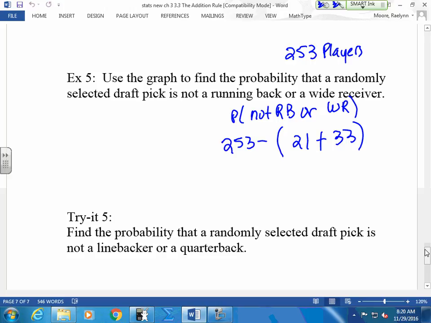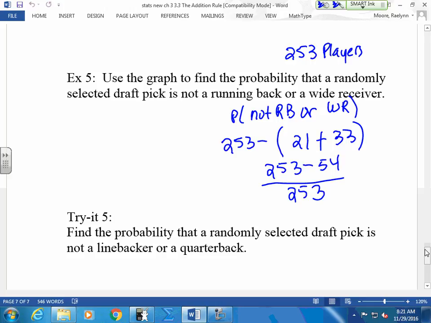But we're going to do it a little differently. They do it the 1 minus that. So we're going to just do this a little bit differently. So the fact that we do this and we add these together gives us 253 minus 54, and then we can put this over 253. Okay, so it's kind of helpful to take those out of the mix and then figure it out.